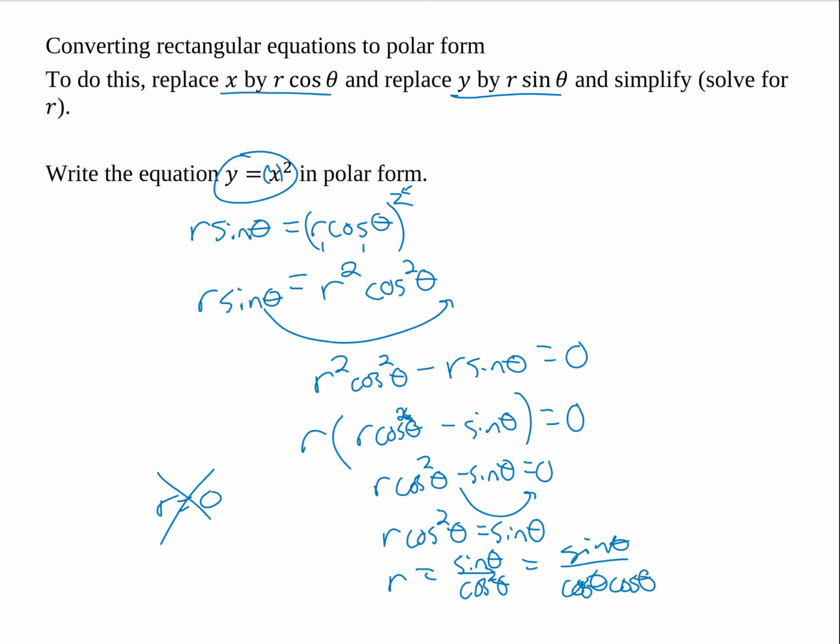Okay, so I can split this into two fractions being multiplied together. I have sine theta over cosine theta times 1 over cosine theta. And when I do that, sine theta over cosine theta is tangent theta, and 1 over cosine theta is secant. So we have tangent theta secant theta, and that is r. So we have converted now to polar coordinates using r and theta. Now we don't know what that would look like on the graph, but it doesn't matter. We were able to convert from one to the other using this process.